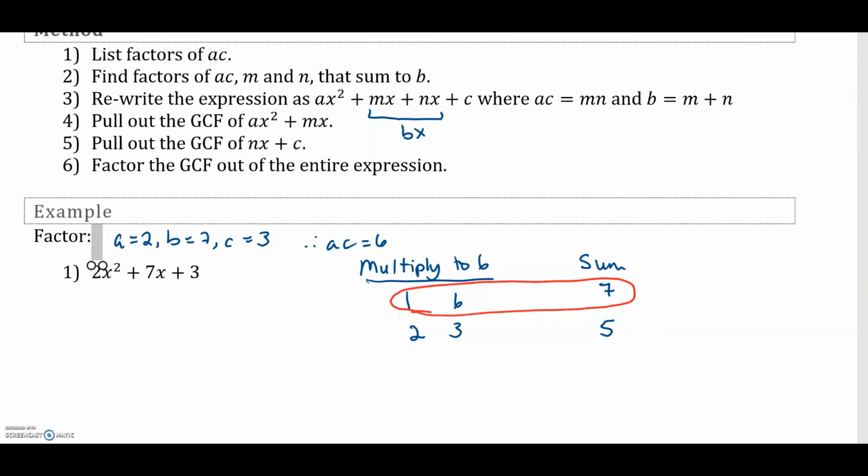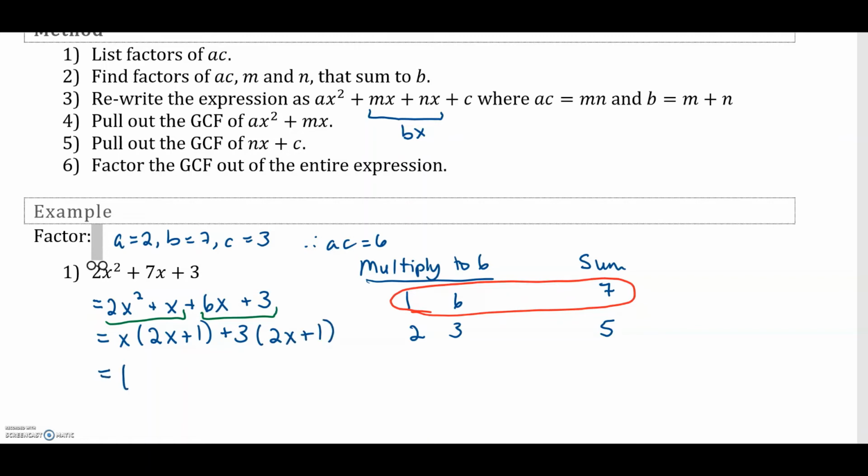Now we take the middle term of 7x and we split it up using 1 and 6. So we have 2x squared, and we can rewrite that 7x term as x plus 6x, and we still have plus 3. Now using factoring by grouping, we can factor an x out of the first two terms, and you get 2x plus 1 remaining, and out of the second grouping, 6x plus 3, we can factor out a 3, and we have 2x plus 1 remaining again. Therefore, this factors into 2x plus 1 and x plus 3.